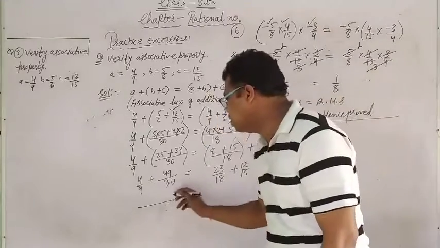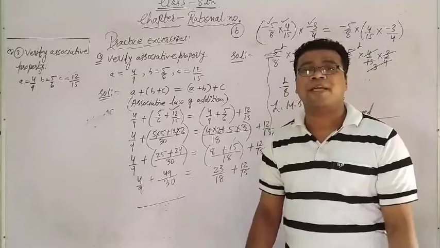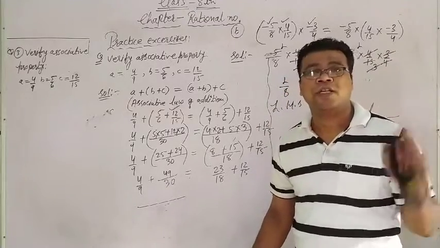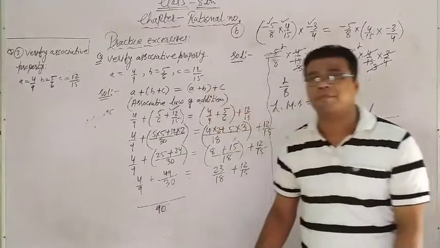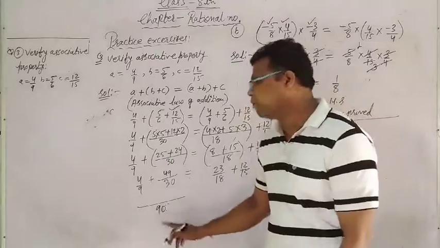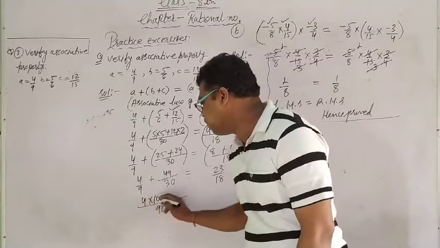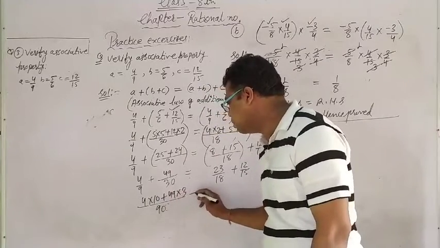Okay, be faster. 49 upon 30 and 4 upon 9, again LCM. Does this 30 come in the table of 9? No. Read the table of 30. 30 twos are 60. 30 threes are 90. So that 90 will be the LCM. Is it okay? Yes. In the table of 9, how many times does 90 come? 10 times. Multiply with 4. 49 upon 30, 30 threes are 90. Multiply with 49.